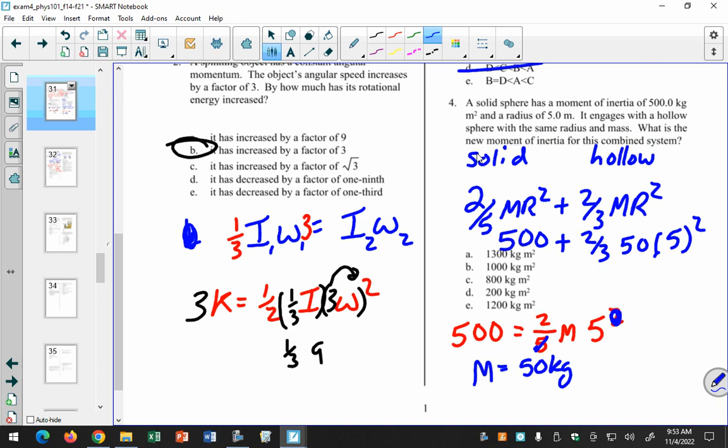So it's not D or C. And it can't be D or C, right? 2/3 times 50. It is A. Okay. All right.